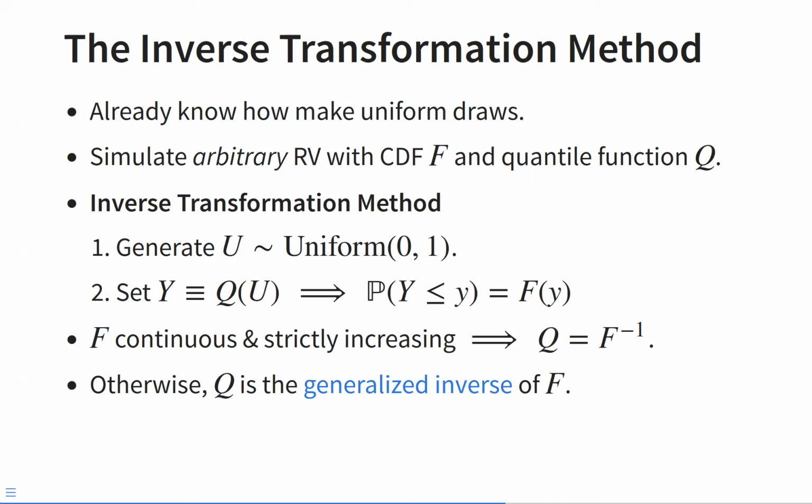If capital F is a continuous and strictly increasing function, then this quantile function is merely F inverse. Otherwise, q is the generalized inverse of F. So the continuous strictly increasing case would correspond to our familiar continuous random variables. But if we want to look at a discrete random variable, we'd need to worry about the generalized inverse. If you want to read some more about that, you can click on the link and see a very helpful explanation from Wikipedia.